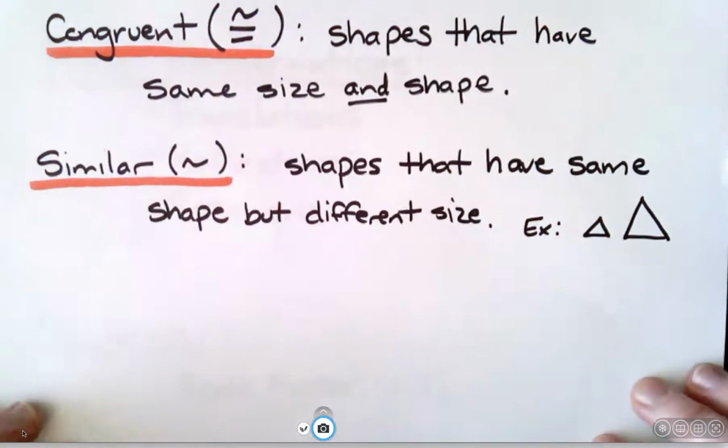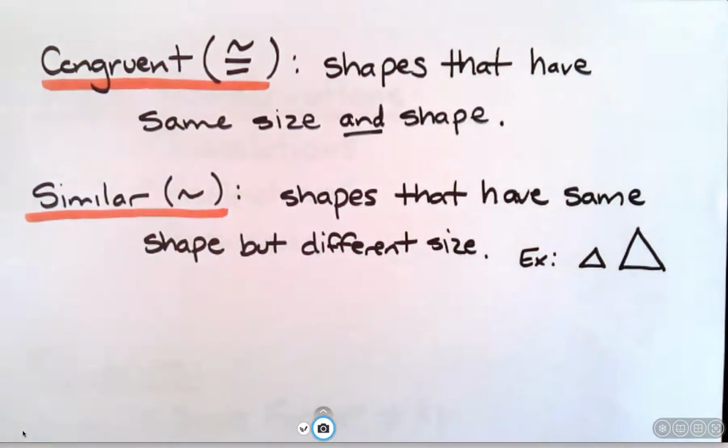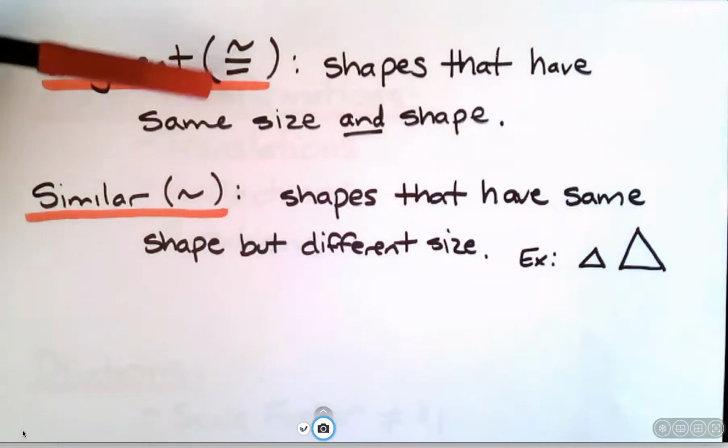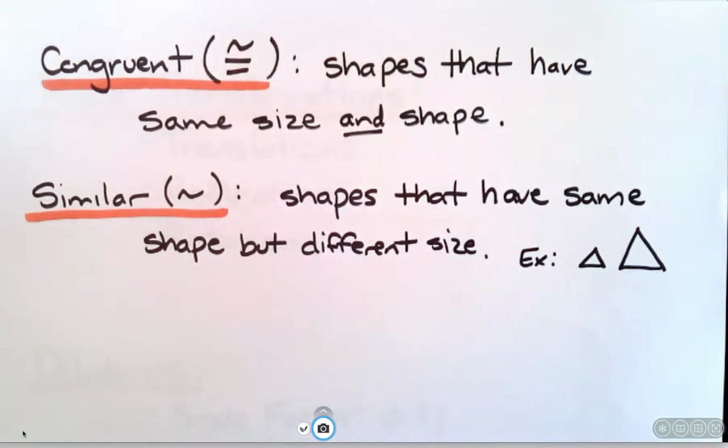Just to refresh your memory of what we've learned earlier this year, congruent shapes are shapes that have the same size and shape. So they're the same in every possible way. And in geometry, we show that by using this symbol. It's an equal sign with a squiggle on top.